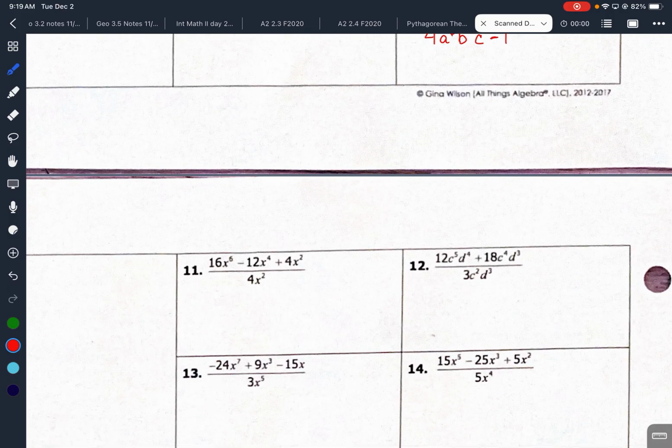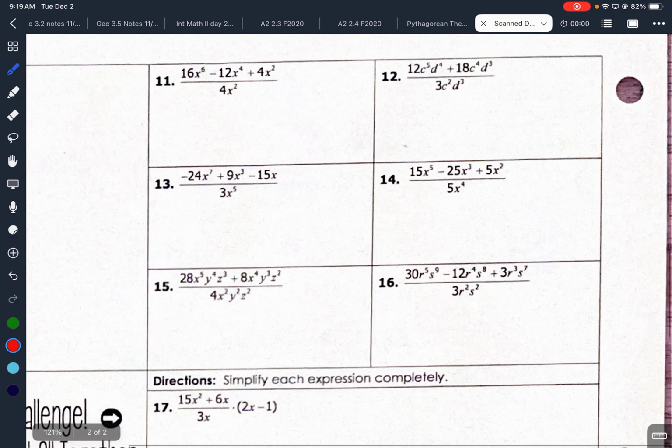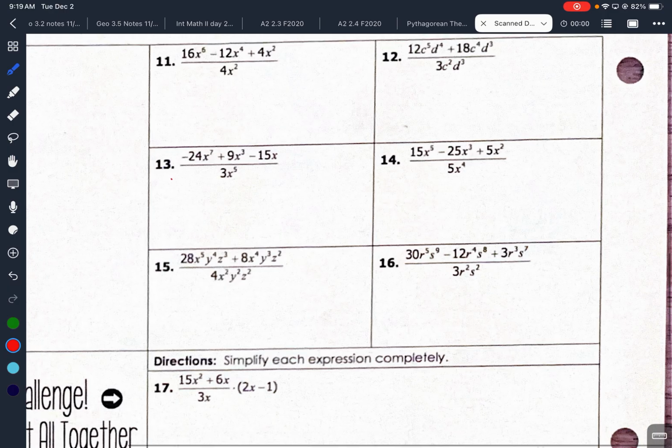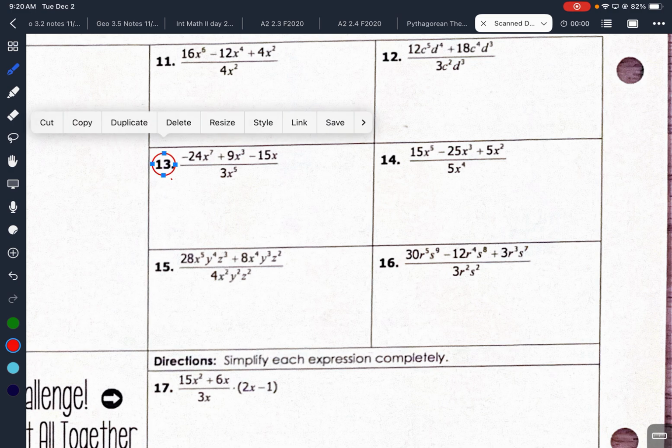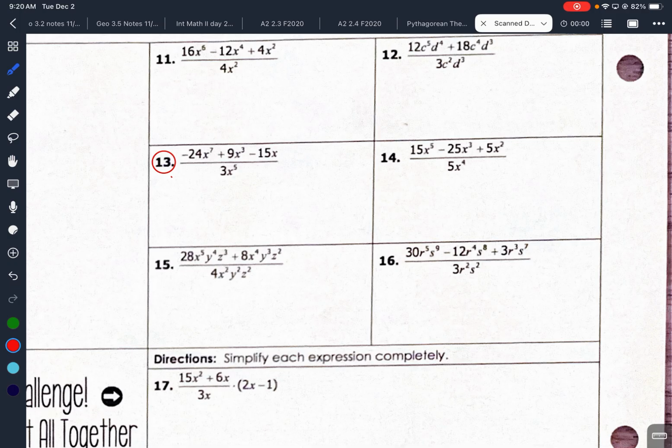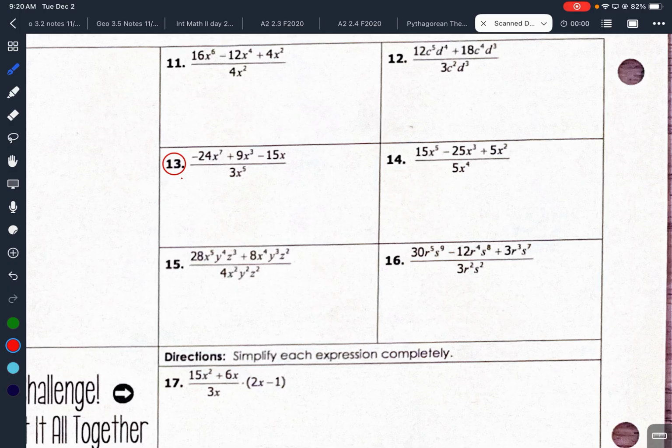We're going to do number 13 together. Does it matter if there's 3 now? No, it's still the same process. So negative 24 divided by 3 is negative 8. And 7 minus 5 is 2. Okay, now plus or minus? Plus. 9 divided by 3 is 3.